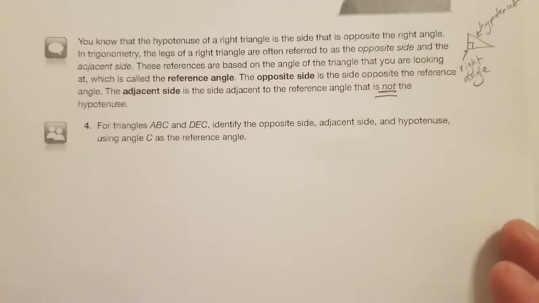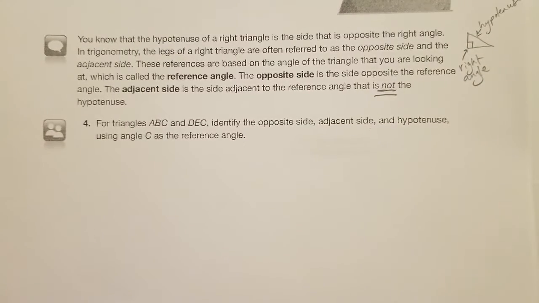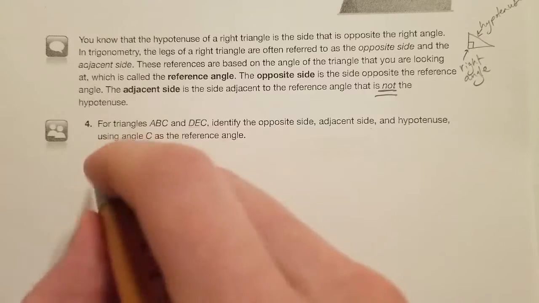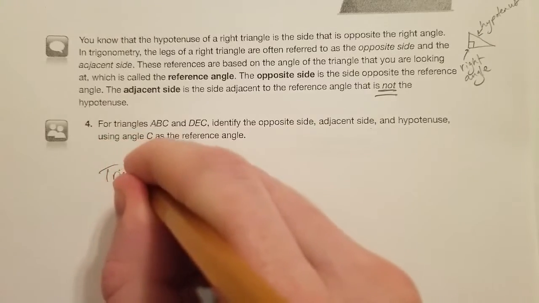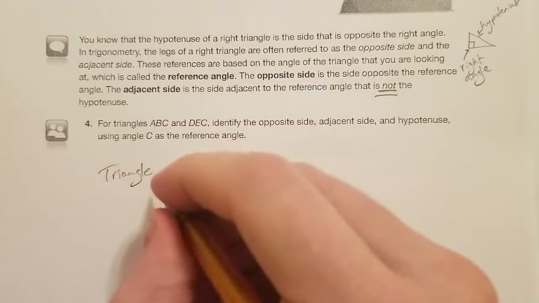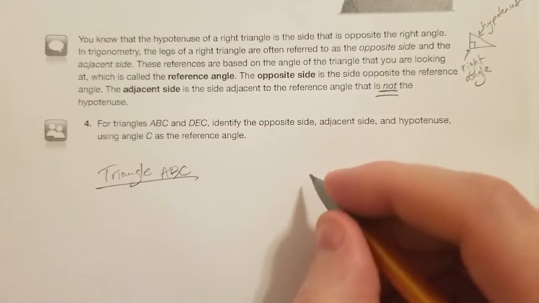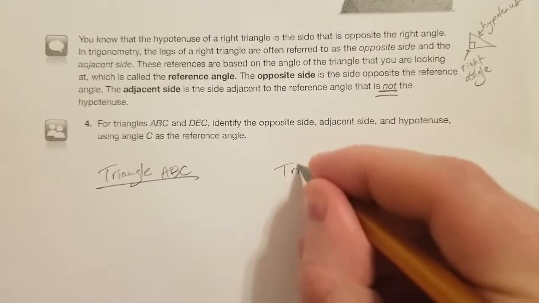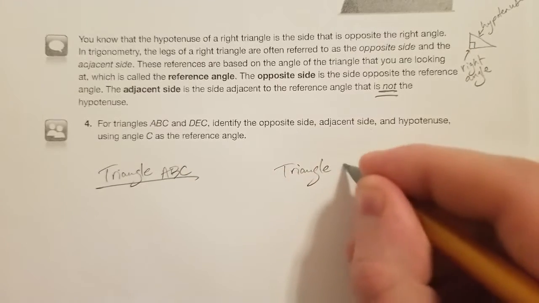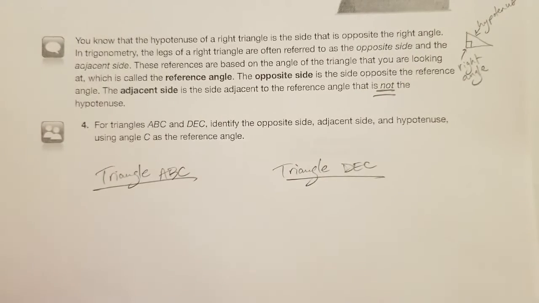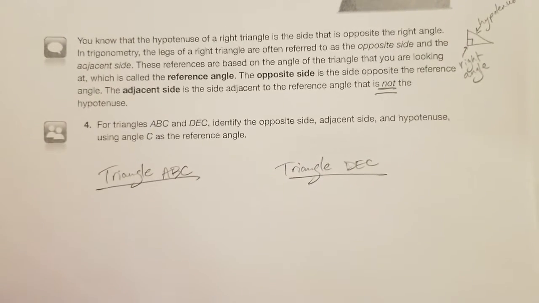So we're going to go back to our triangle. We're going to identify the opposite side, the adjacent side, and the hypotenuse using angle C as the reference angle. Okay, so we're going to put opposite, and let's put for triangle ABC, and then we'll put triangle DEC.